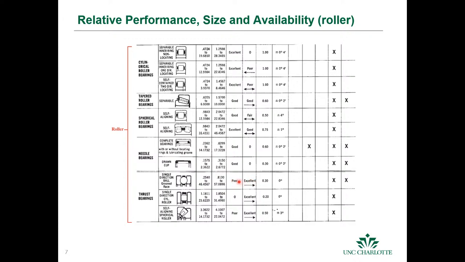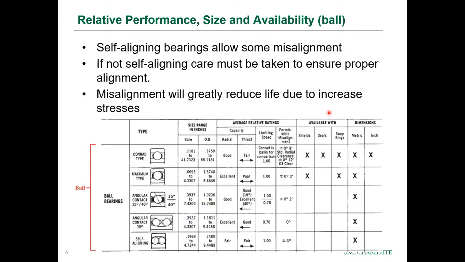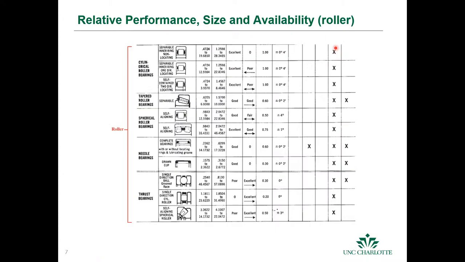This one's very poor in radial loading, okay? And these X's here are the options. So if you can get them with shields or seals or snap rings, in metric or inch, you can see that all of these are available in metric, and not all of them are available in inches from this manufacturer.